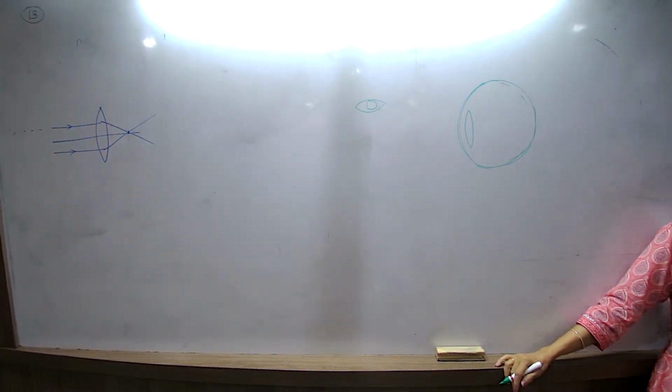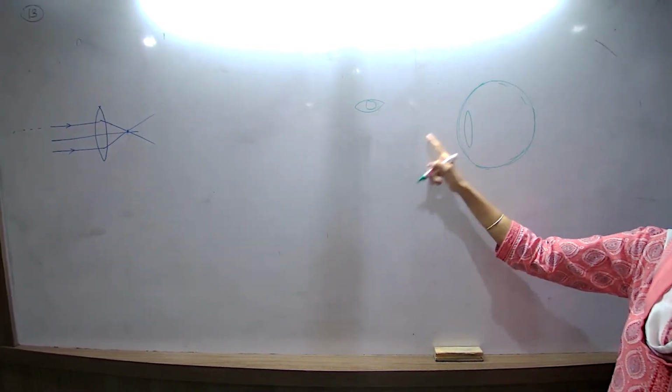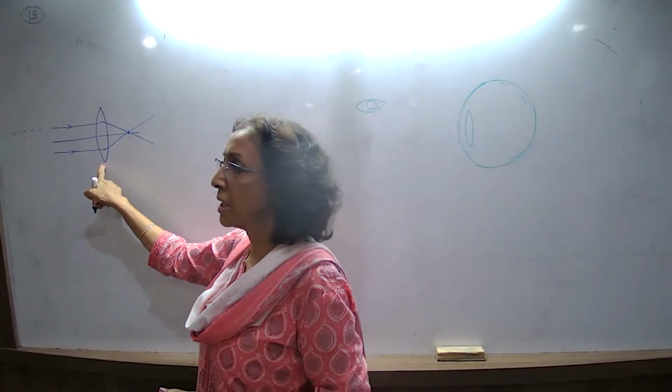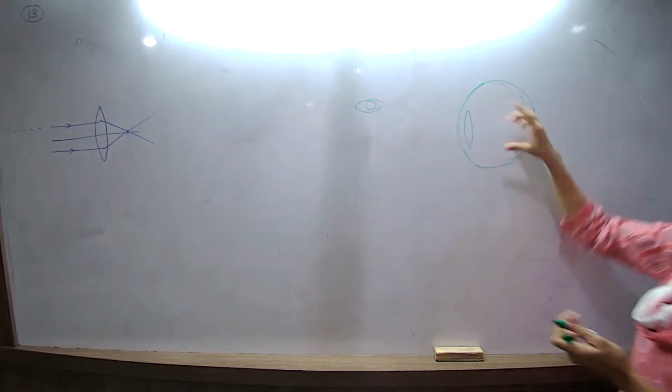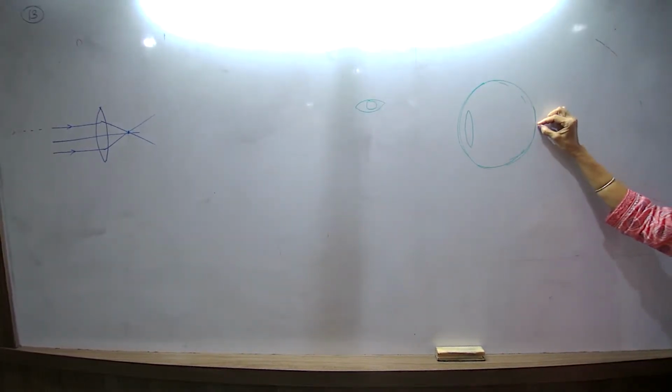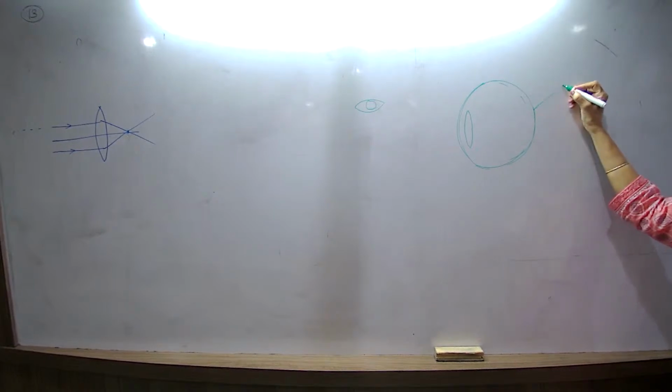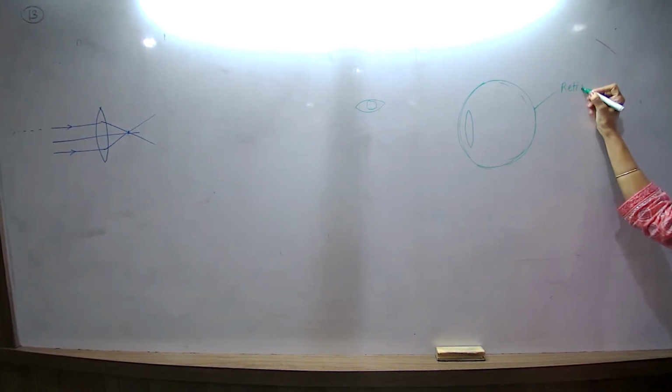Correct? Why? Because when we are talking about the light which is entering into our eye, what is happening? It is a converging lens, and the light is converging onto the screen. So what is the screen called? The screen is your retina.